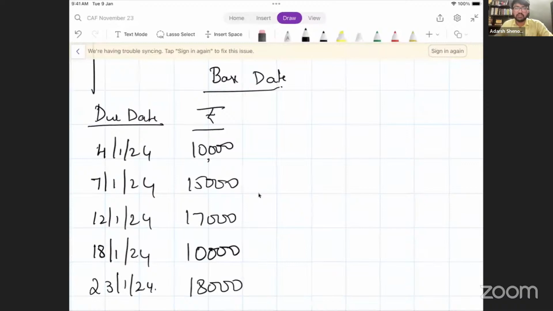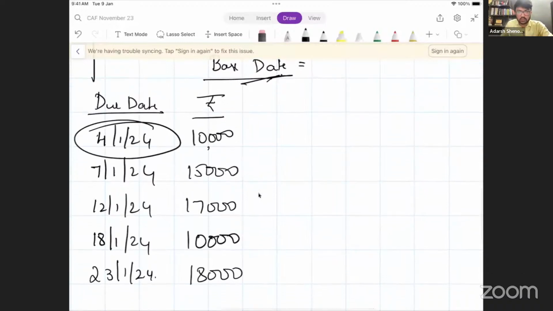Sir, what is a base date? Base date can be any date, okay? Any date can be considered as the base date. But for our ease of calculations, in all our problems, we take the earliest date as the base date, the earliest due date of all of these dates. Not what I've written first, whatever comes first on the calendar.